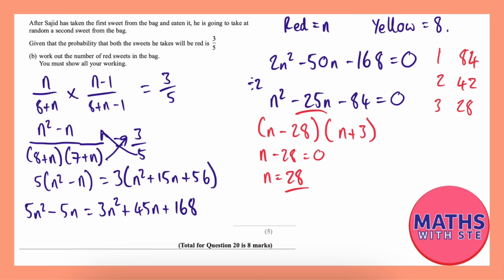Okay, let's just do the other one. You've probably already seen that that's the only thing that you can do there, but I'm just going to go through it anyway to show it. So n plus 3 equals 0, therefore n equals minus 3. Okay, there's the other solution there. Now, you can't have minus 3 sweets in a bag, can you? So the only possible answer is 28. Okay, so 28 sweets. And there you go, that's the end of that.